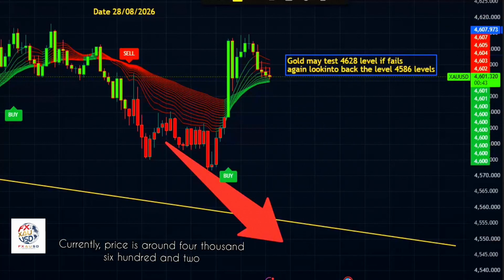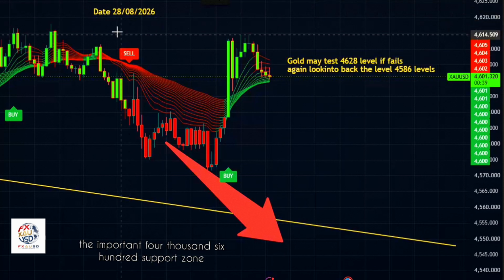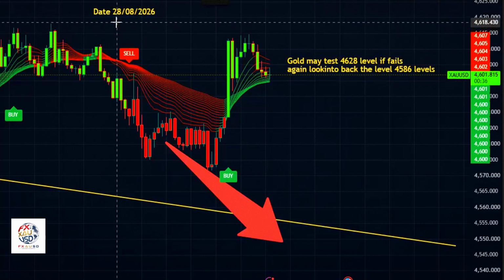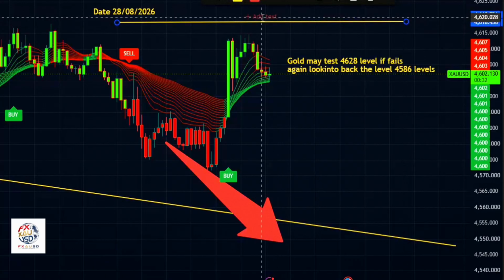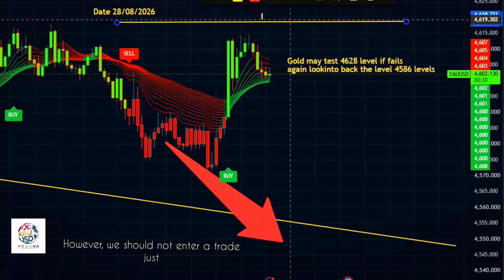Currently, price is around 4,602, which means gold is sitting very close to the important 4,600 support zone. As long as this area continues to hold, the short-term structure can remain bullish. However, we should not enter a trade just because price is sitting near support. We need confirmation from the 15-minute candles.